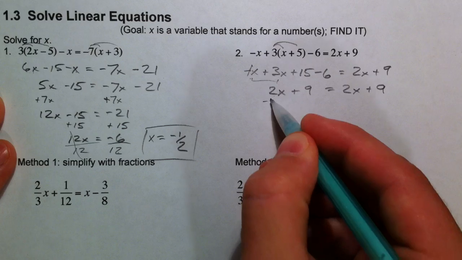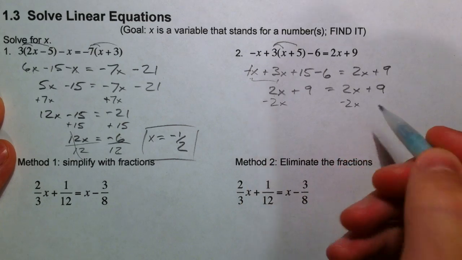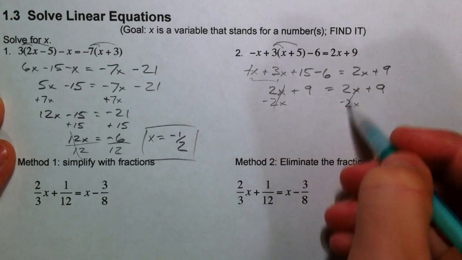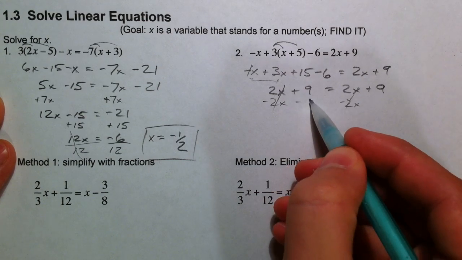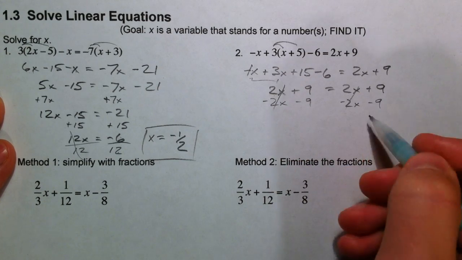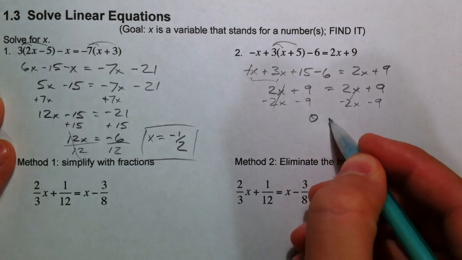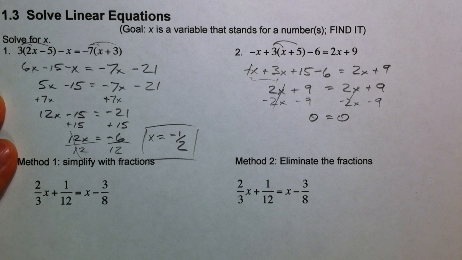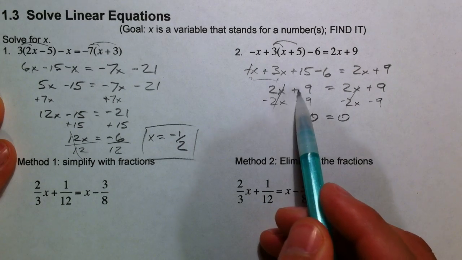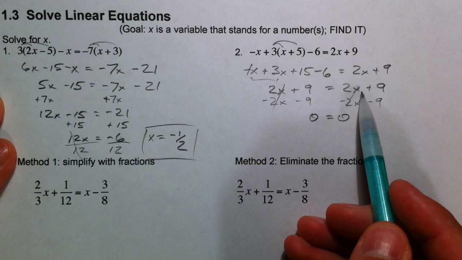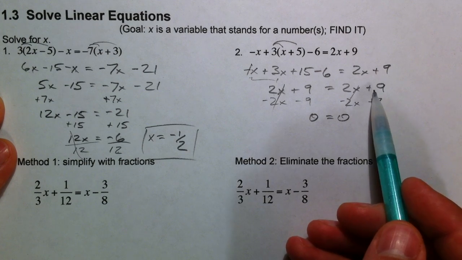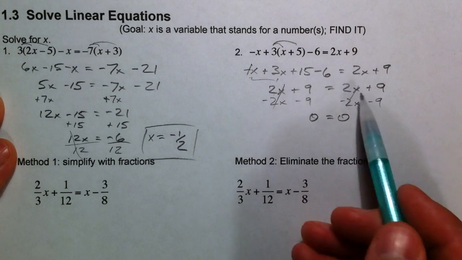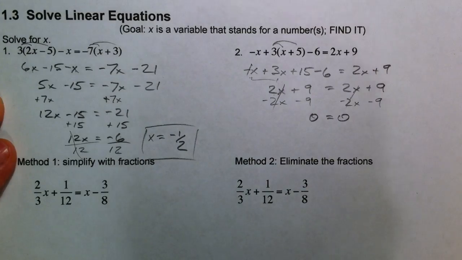So, subtract 2x from both sides. What happens is you get 0. It cancels out completely. Subtract 9 from both sides, and you get 0. 0 equals 0. And that's odd because we're trying to find x, but we can't find x because it disappeared. It canceled out. And so, if you have 2 times some number plus 9 on one side, and 2 times some number plus 9 on the other side, any number is going to solve that equation because you have the same thing on both sides.